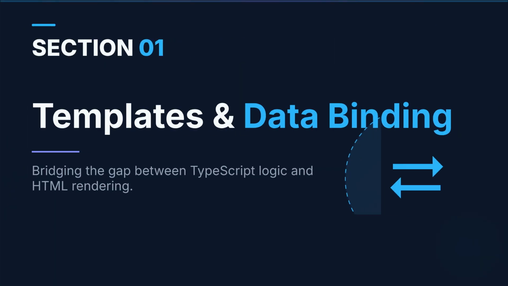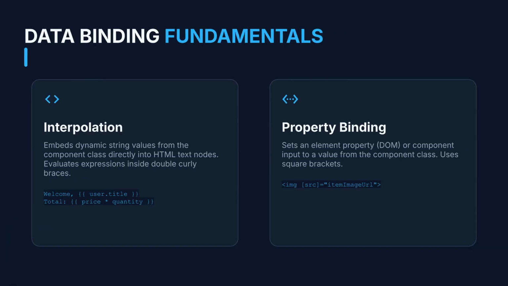Section 1 focuses on templates and data binding, which is essential for bridging the gap between your TypeScript logic and the actual HTML rendering. Data binding fundamentals include interpolation, which embeds dynamic string values using double curly braces, and property binding, which sets an element's property using square brackets.